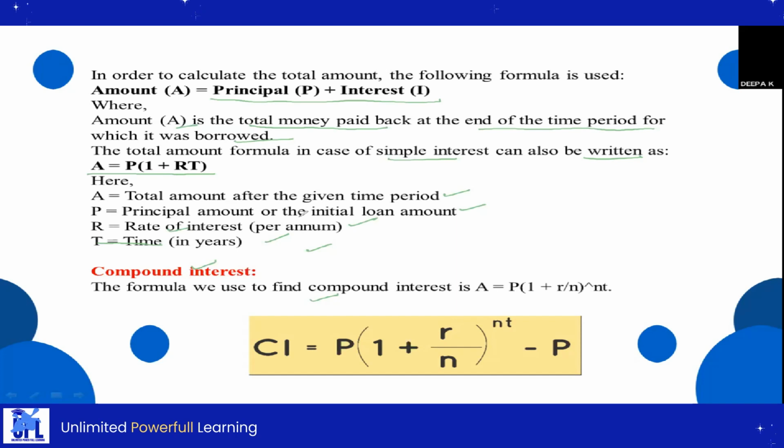Then what do you mean by compound interest? Simple interest is done. Then come to compound interest. Compound interest is nothing but the interest imposed on a loan or deposit. So it is imposed on a loan or deposit is called compound interest. To find the compound interest, we have to use the formula, that is A is equal to P into 1 plus R divided by N, power N T.